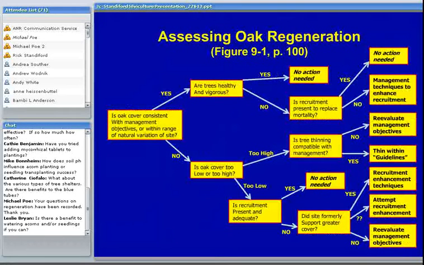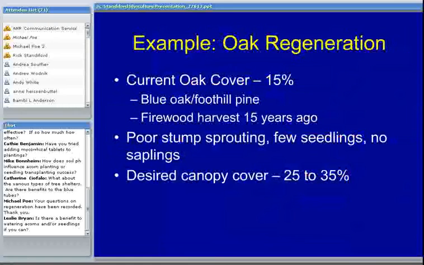Also in your guidebook, we have a key that we suggest using for assessing oak regeneration. It's tied in with the health and vigor of your overstory trees, whether or not you're at the canopy cover that you currently desire, and whether some kind of tree harvest and thinning is consistent with your management objectives. And I'll just show you a quick example here, and then we'll end.